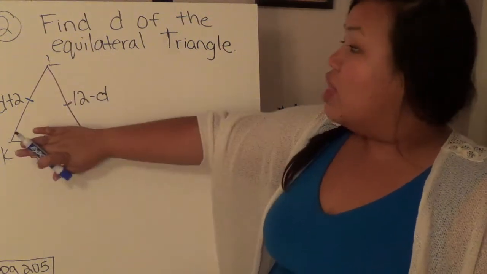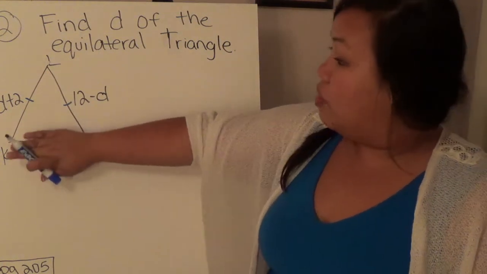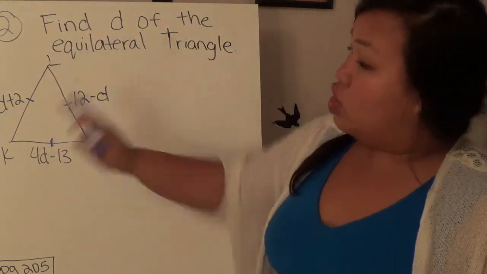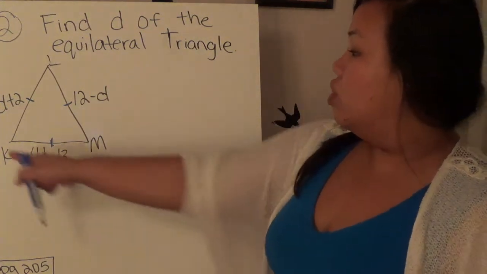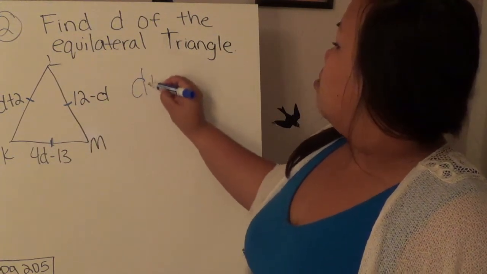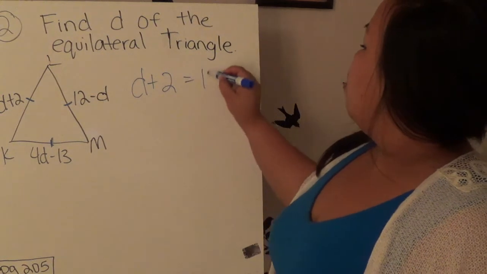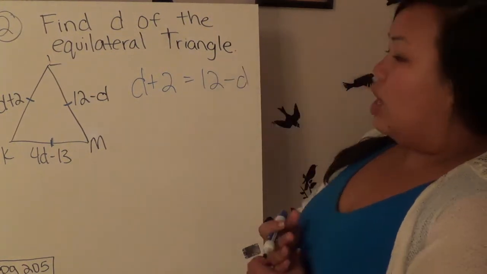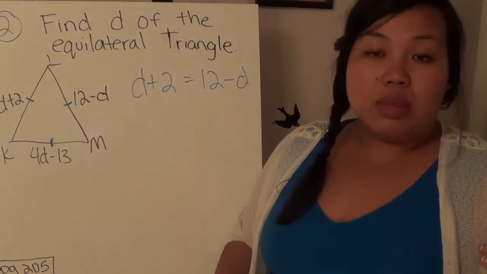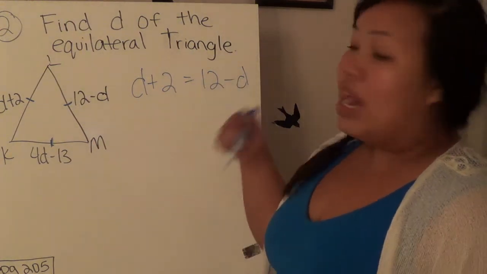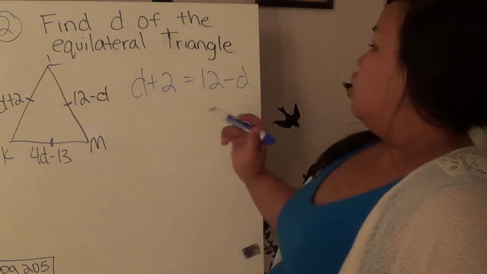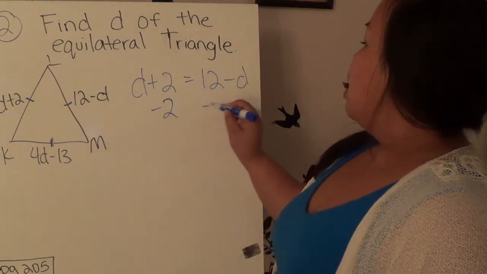If it's scalene, then I can only choose the ones that are equal to each other. For example, if this wasn't equal, then I have to make these equal to each other. But because it's equilateral, I can choose any 2. And let's choose the easiest. Let's choose this one and this one. So we know that D plus 2 equals 12 minus D. Now again, I could do this equals this, I can do this equals this. Doesn't matter as long as I make them equal to each other, they have the same letter, and I can solve. Alright?